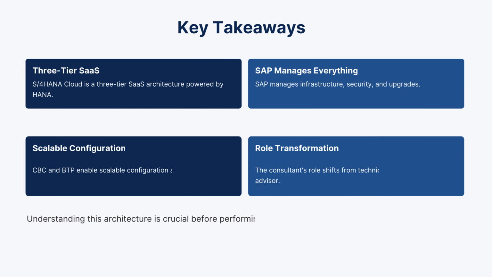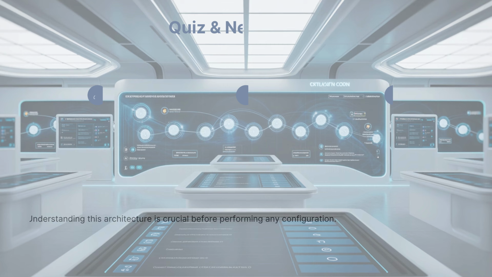To summarize, S/4HANA Cloud is a secure, scalable, three-tier SaaS ERP built on SAP HANA. SAP manages the technical layers, allowing consultants to focus on business configuration. Understanding CBC, BTP, and integration principles will guide you through every configuration lab and project scenario that follows.